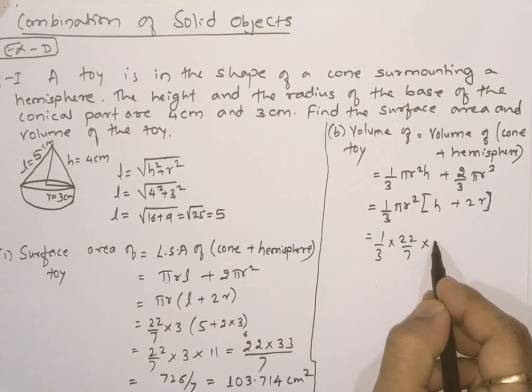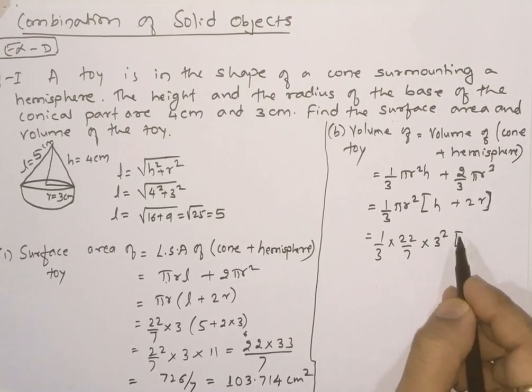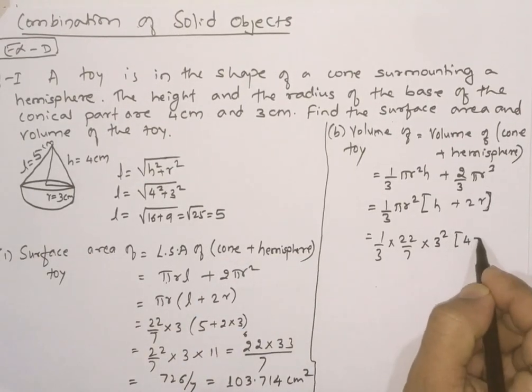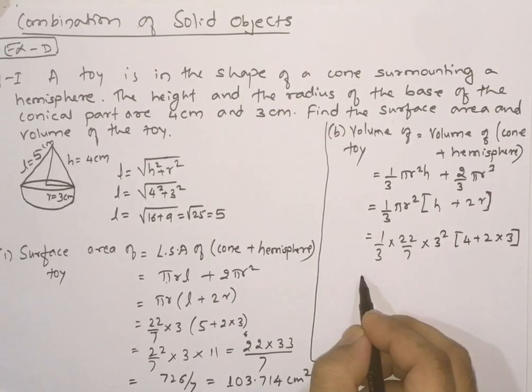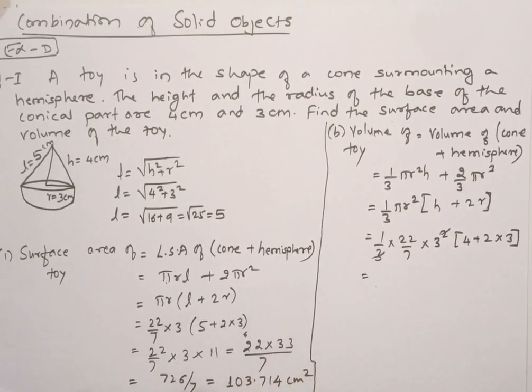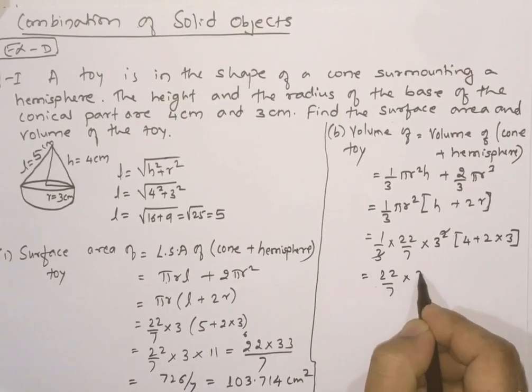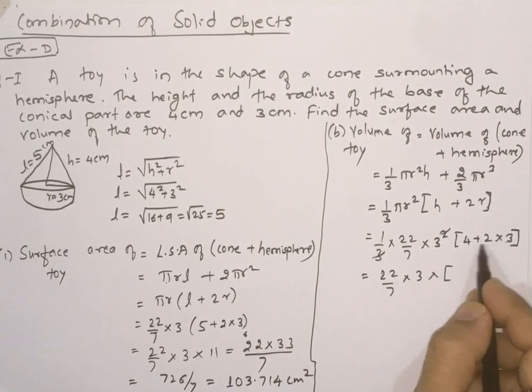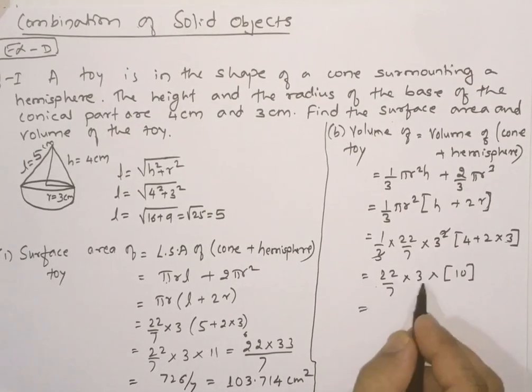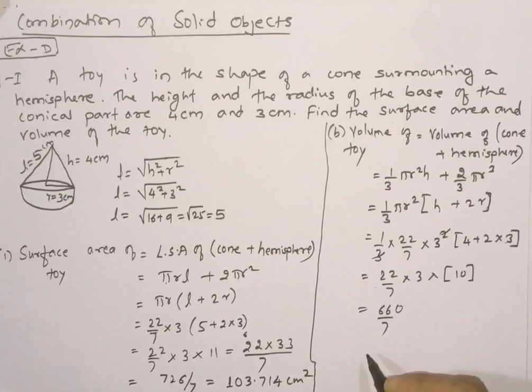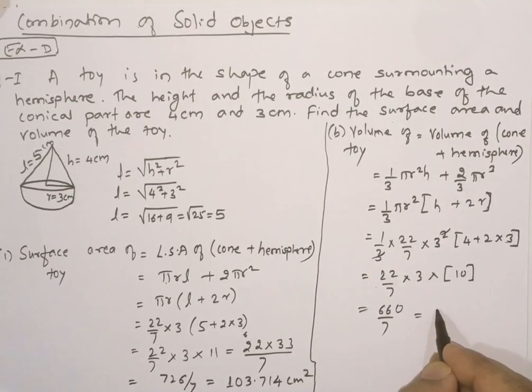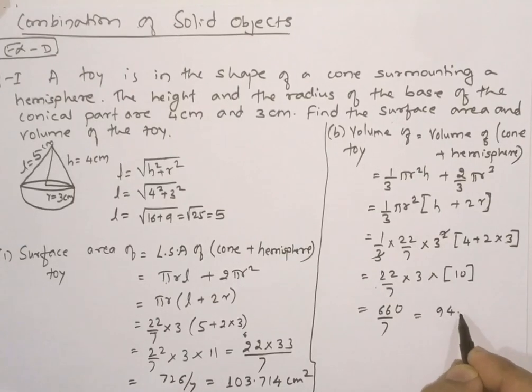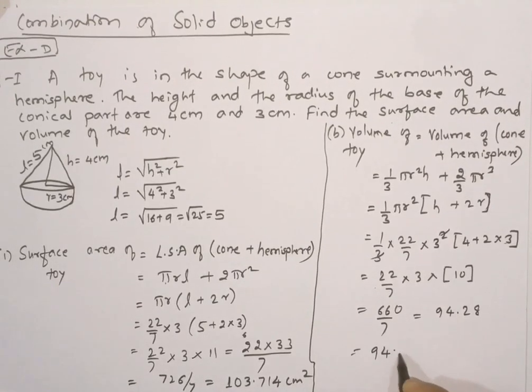And that is 1 by 3 into 22 by 7 into r square, radius is 3 square, 3 square into h. What is h? 4 plus 2 into 3. So that is equal to, 1 by 3 cancel, 22 by 7 into 3 into 2 into 3, 6 plus 4 is 10. So it is 660 divided by 7. 7 nines are 63, 7 fours are 28, 7 twos are 14, 7 eights are 56. So the answer is 94.28 centimeter cube.